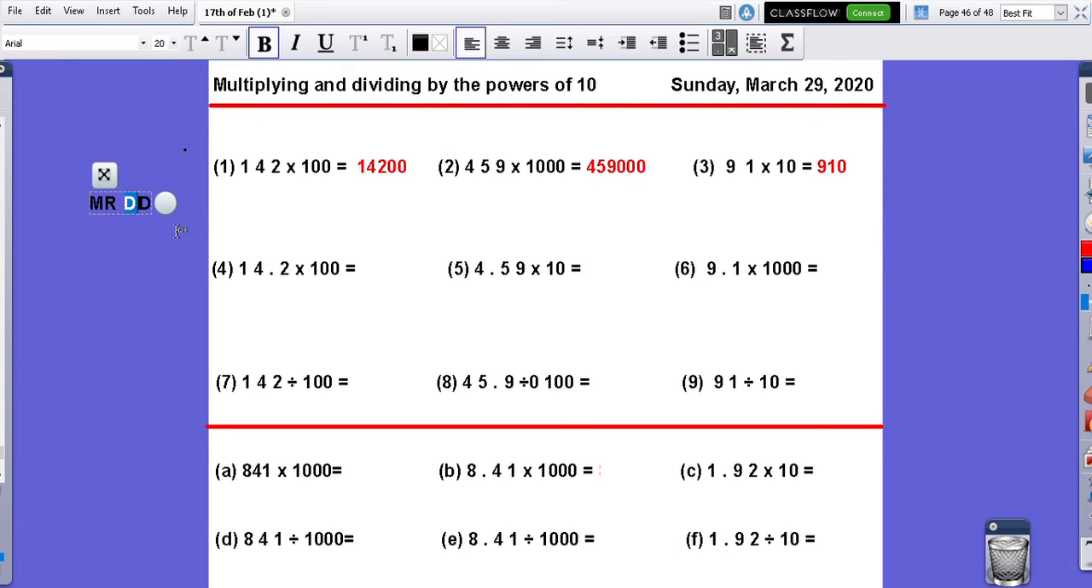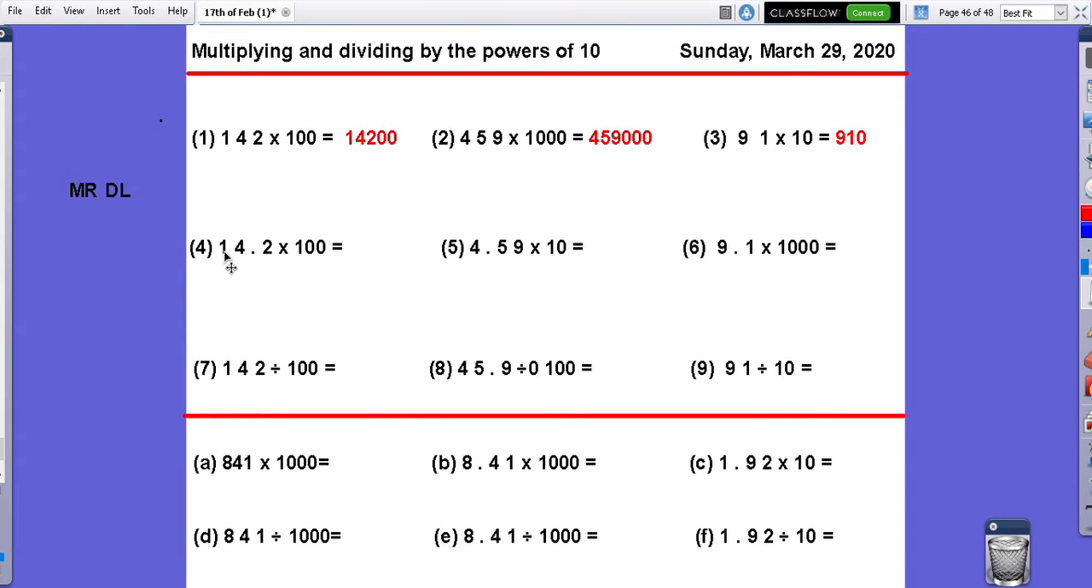And we agreed before that this means multiplication to the right, division to the left, which means if you are multiplying, move the decimal point to the right. If you are dividing, move the decimal point to the left. So this is the meaning of Mr. Del.